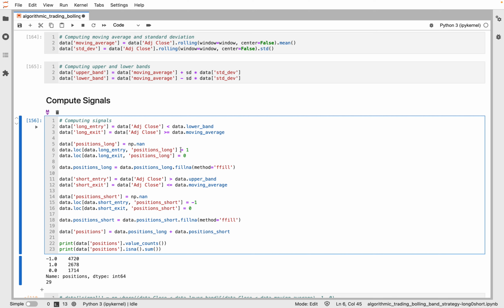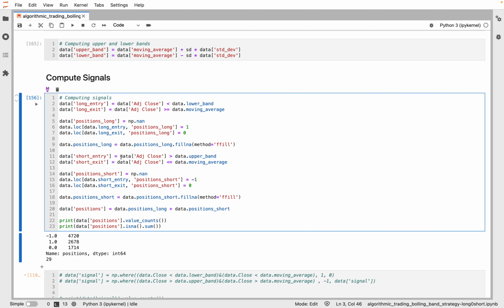Unlike the previous video, now we're going to implement an exit for the long and short positions. First, we define our long position when the closing price is less than the lower band, but we exit from the long position as long as the closing price goes beyond the moving average. So we take the long position to be 1 when we enter the long position, and when we exit we take the long position to be 0.